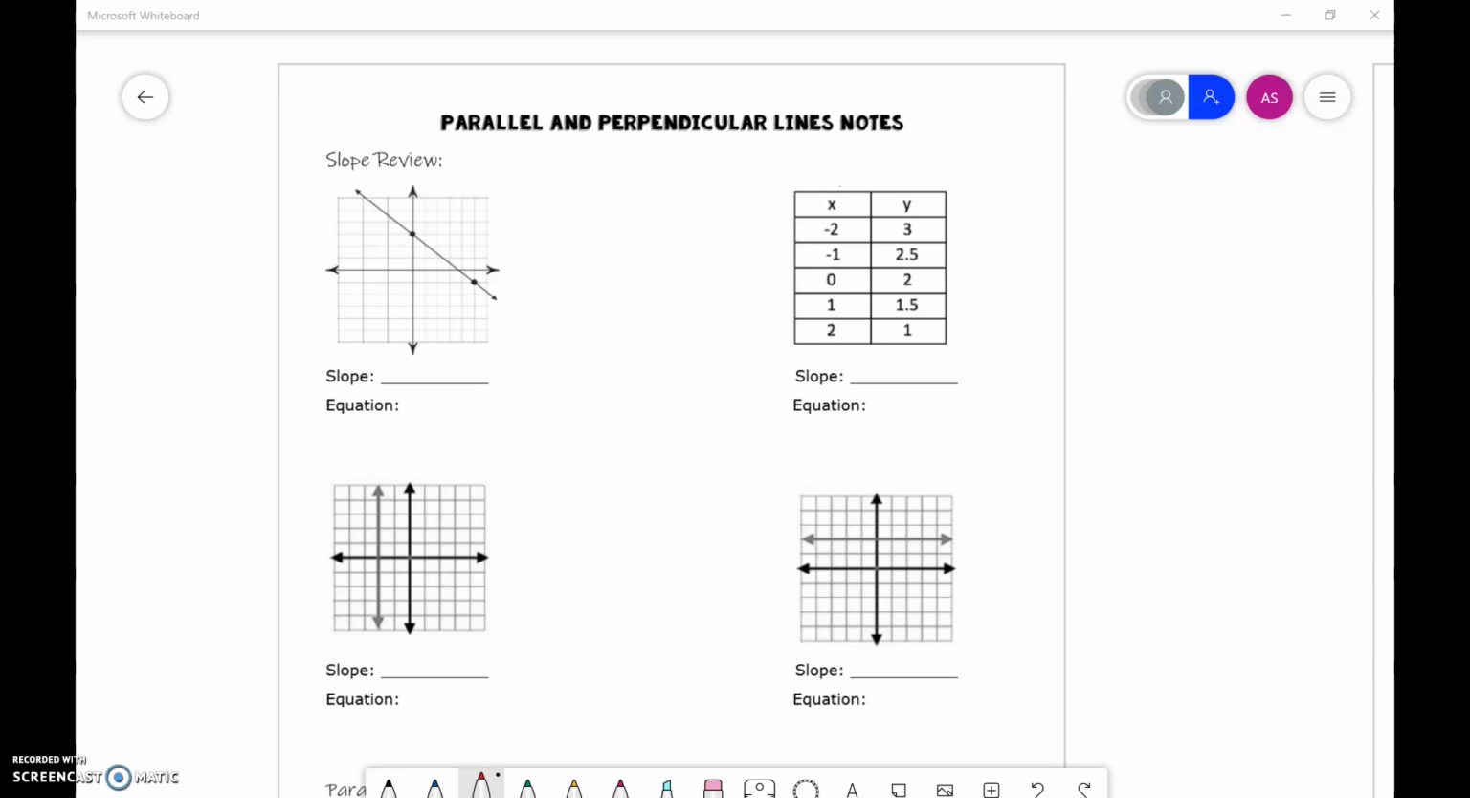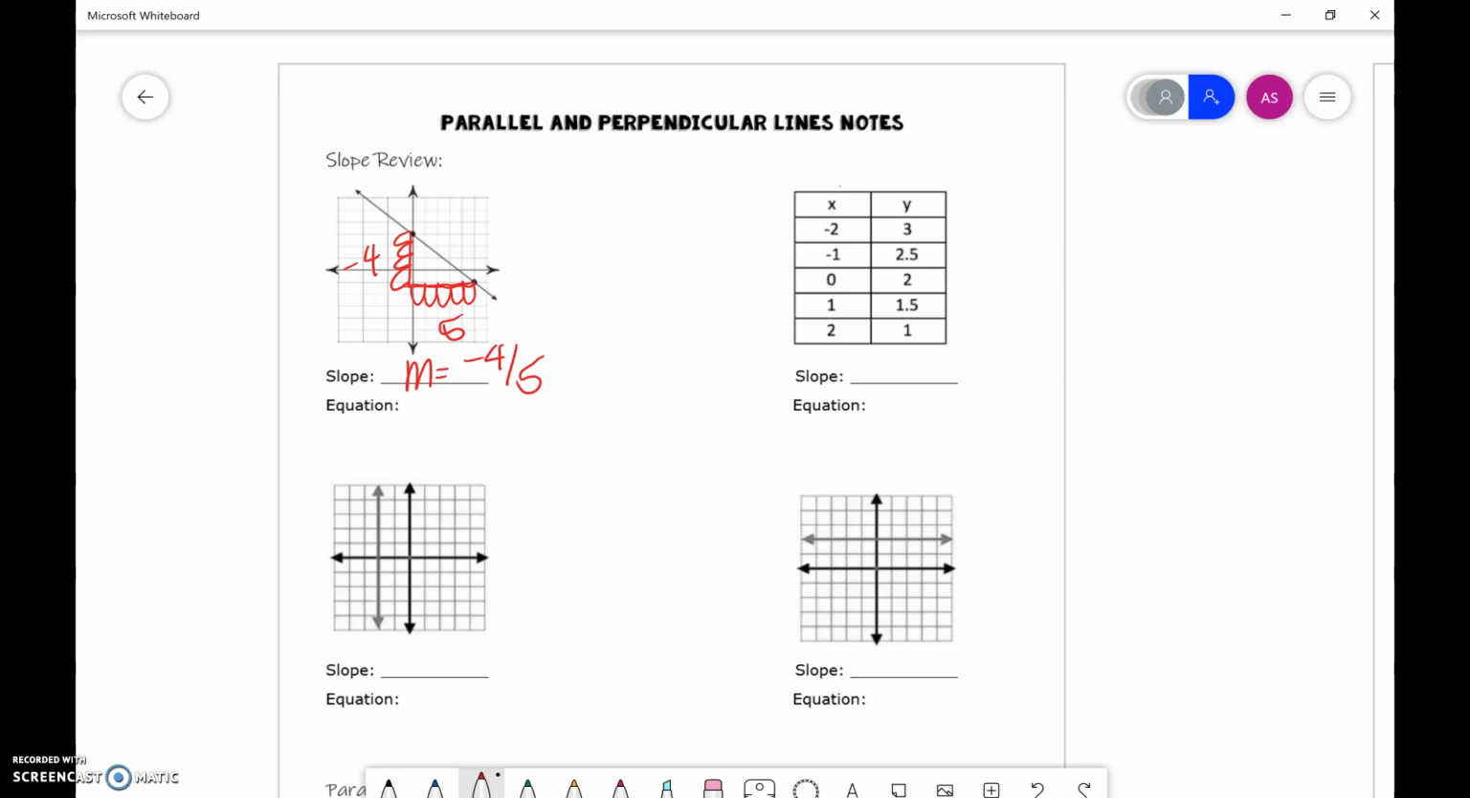All right, so I'm going to pick my 2 points, which they gave me. So we know slope is rise over run. So I'm going to draw my little triangle here. And I'm going down 1, 2, 3, 4, and over 1, 2, 3, 4, 5. So my slope is going to be -4 over 5.